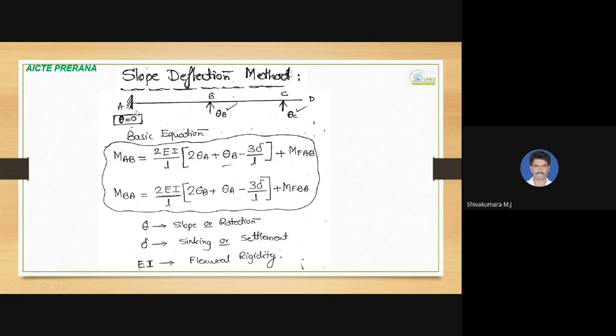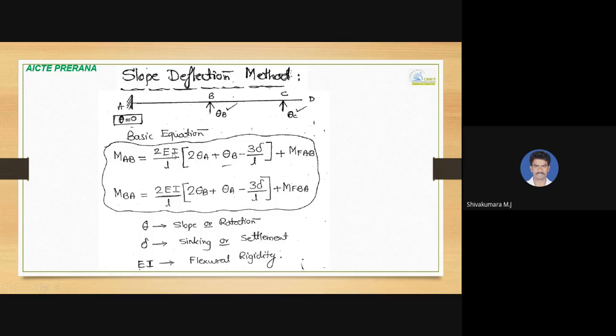One sample beam is taken over here, and the basic equation used for the calculation of moments. In this, if you take beam segment AB, the basic equation is MAB equal to 2EI by L into 2 theta A plus theta B minus 3 times delta by L plus MFAB. So this MFAB is the fixed end moment. Those formulas you need to remember. Derivation is there, but it is good to remember the formulas directly.